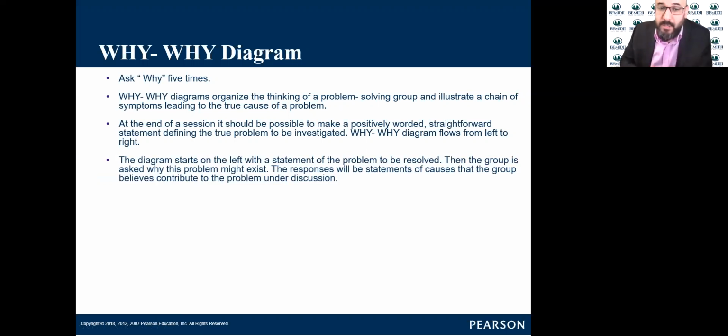The diagram starts on the left with a statement of the problem to be solved. So on the left side, we put the problem, and now we need to solve this problem. Then the group will ask why this problem is happening. The responses will be statements of the causes that the group believes contribute to the problem under discussion. So we said, this is the problem. Why did this problem happen? This problem happened because of this.